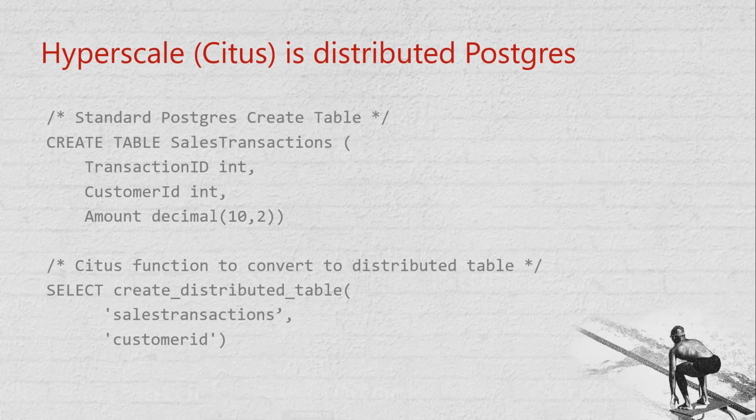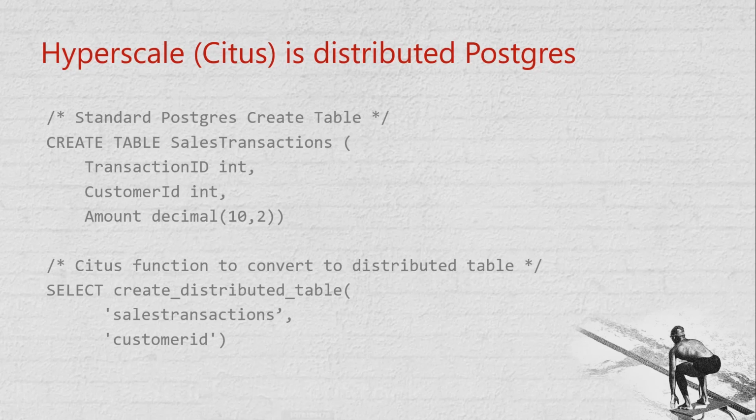Where Citus comes in is it provides an API through the Postgres extension model, where you have functions to then convert that table into being a distributed table. And so here you can see I'm taking my sales transactions table and running the create distributed table function. The first parameter is the name of the table, and the second parameter is the column name that I'd like to shard on.